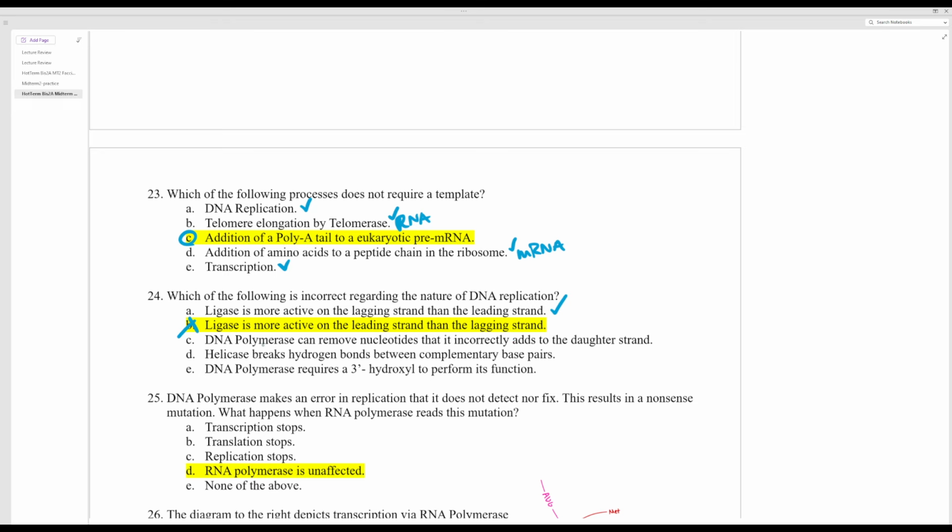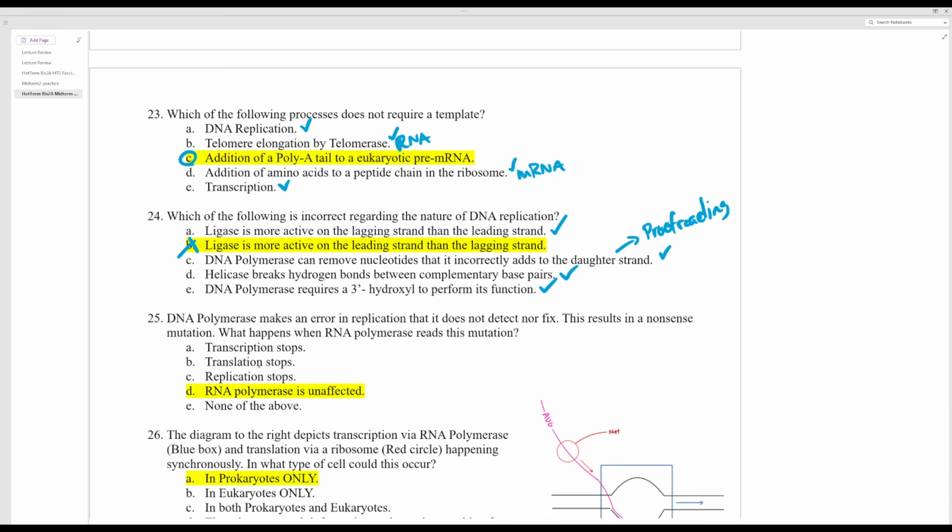So B is wrong. C, DNA polymerase can remove nucleotides that it incorrectly adds to the daughter strand, aka proofreading. Okay, so C is true. D, helicase breaks hydrogen bonds between complementary base pairs. That's what we mean by unzipping. E, DNA polymerase requires a 3' hydroxyl to perform its function. That is true. That's why initially it requires a primer, which is why primase exists.